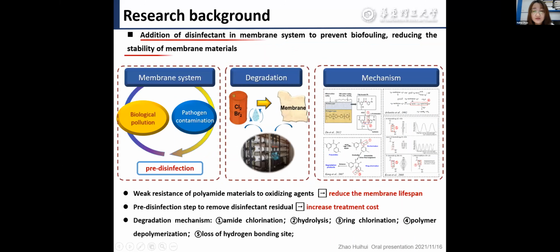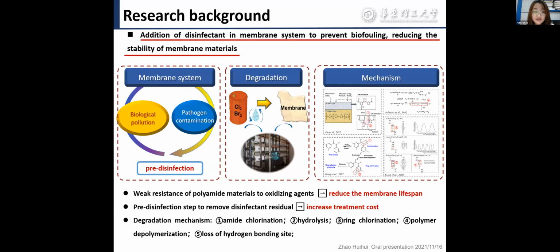We all know we usually add some disinfectant in membrane systems to prevent biofouling, but the weak resistance of the PA materials to oxidizing agents like chlorine, bromine, or hydrogen dioxide will reduce the membrane lifespan. But if we use a pre-disinfection step to remove the residue, this may cause the treatment cost to increase. And still now, there is no consensus agreement on the degradation mechanism when membrane is exposed to chlorine.